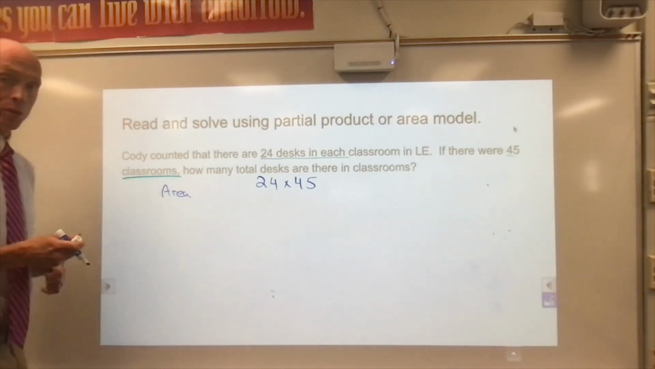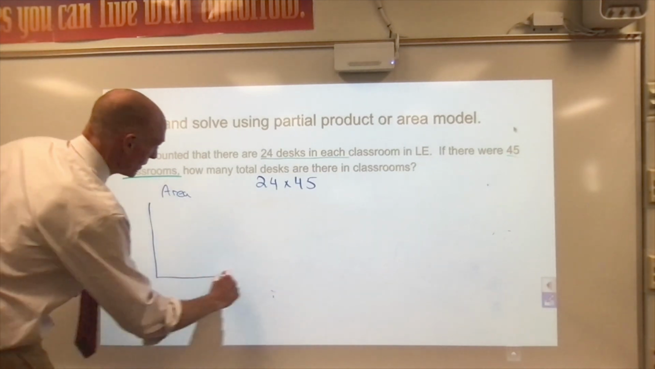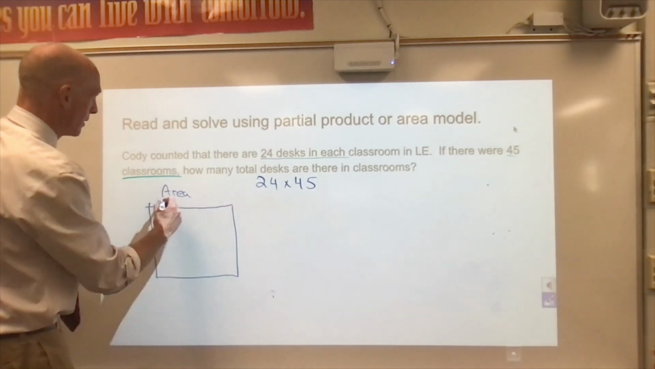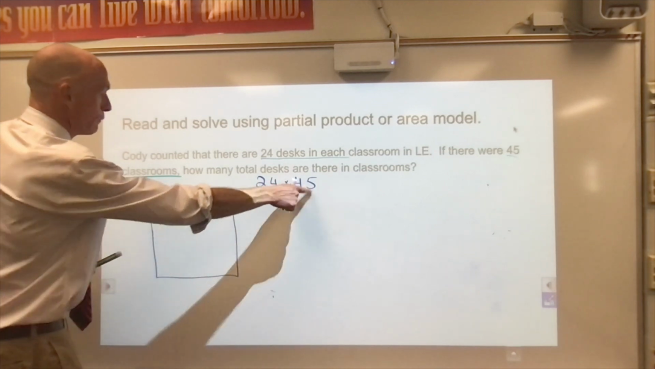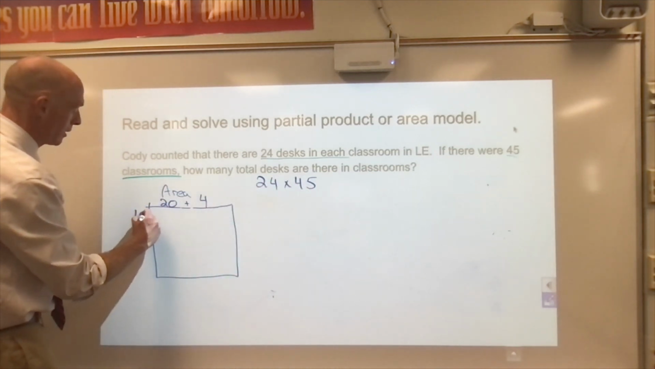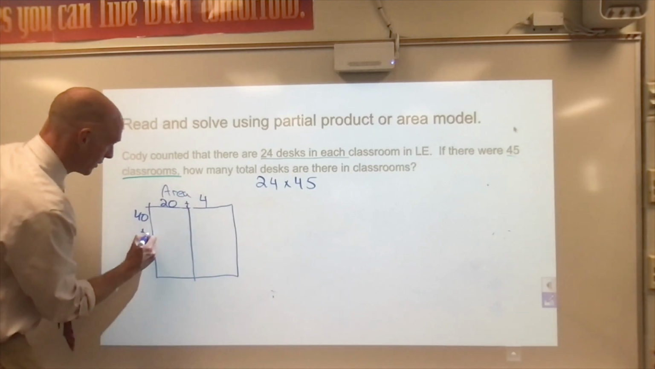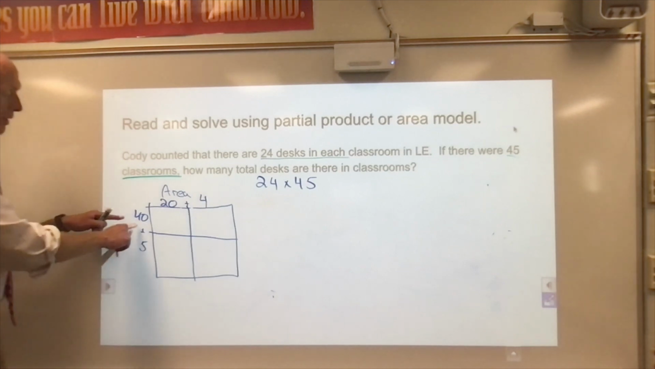So for those of you who chose to do the area model, that's where you're just going to set up your squares. And I know 24 is going to be 20 plus 4, and 45 is going to be 40 plus 5. Awesome. Wherever there's that plus sign, draw those lines. Perfect. So now, let's multiply.